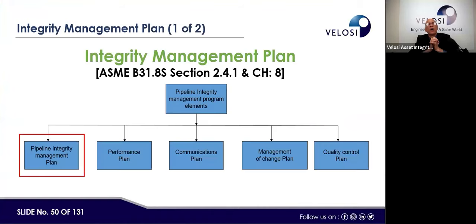So now some more detailed theoretical part is starting. I know that the topic is more theoretical and it has to be given due priority. So the integrity management plan or program of a pipeline consists of basically 5 main elements: pipeline integrity management plan, performance plan, communication plan, management of change plan, and quality control plan. And these plans are further subdivided into sub-elements.